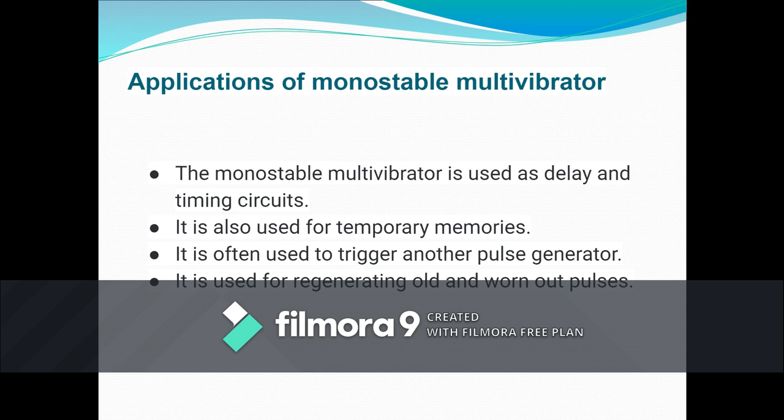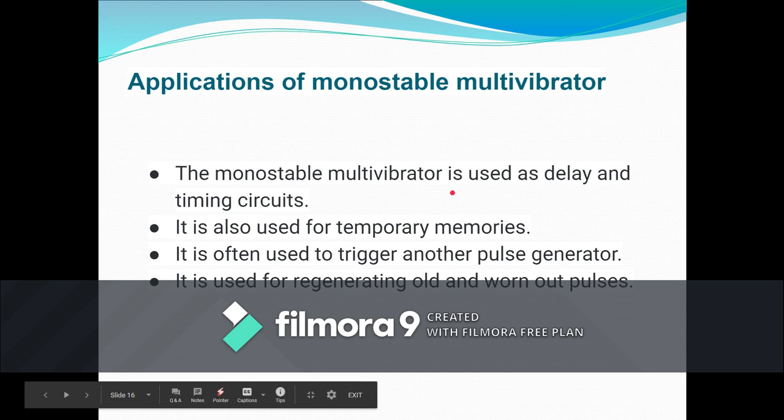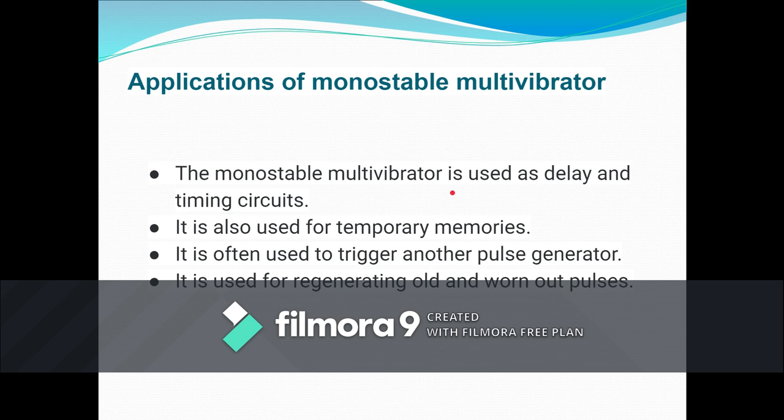So now we see some applications of the monostable multivibrator. It is used in delay and timing circuits. It is also used for temporary memories. Since the IC 555 timer is versatile, it can be used for temporary memories, and it is often used to trigger another pulse generator. It is used for regenerating old and worn out pulses.